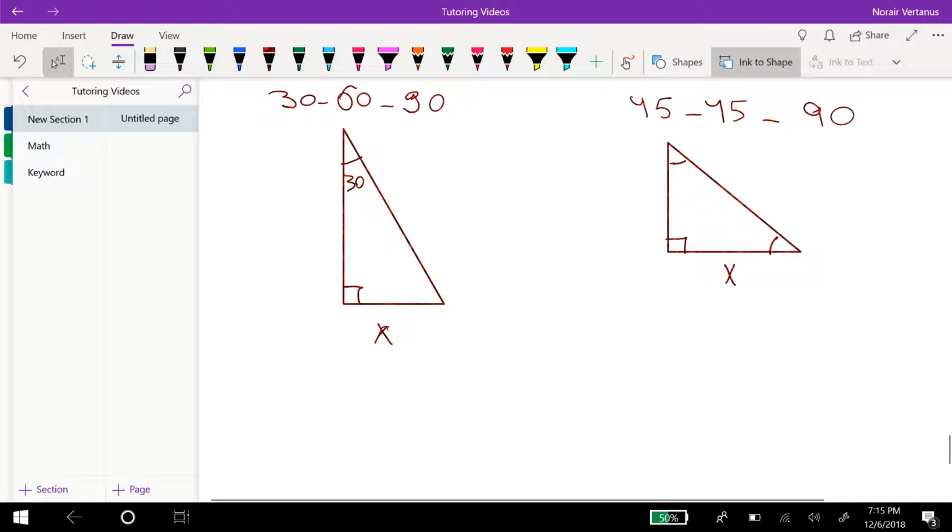So let's start with the easy one, which is the right side triangle. It's called 45-45. It's given that these two angles are 45 degrees, and this is 90 degrees. Two angles are the same, so we can say that this is also an isosceles triangle.